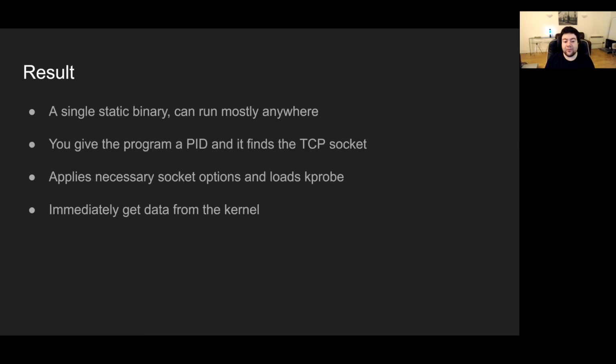And what does that result in? Well, a single Golang compiled binary that's static. It can run mostly anywhere. We don't need to ship any kind of tool chains to our edge machines. You simply give the program a process ID and it finds a TCP socket, sets the socket options, loads the kprobe and attaches it. And if there are indeed middle boxes interfering with packets, we will receive data from the kernel into user space and are able to do something with that.